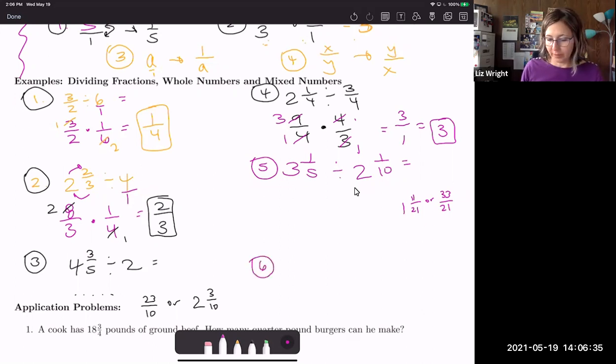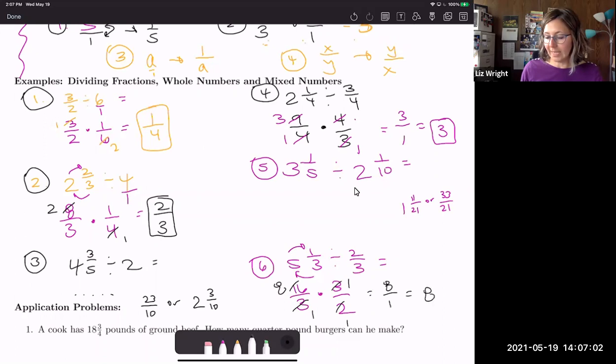The last one I'm going to do with you is this one, which is 5 1/3, and we are going to divide by 2/3. So we're going to convert this first. So we're going to have 16/3. We keep, we change, we flip. I'm totally going to reduce. I see that we've got 3's here that can reduce. We have a 2 here that can reduce. And then we multiply straight across, and we would get 8/1, which is going to give us 8.